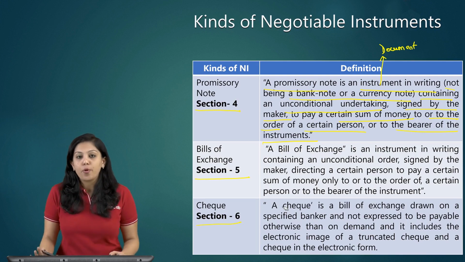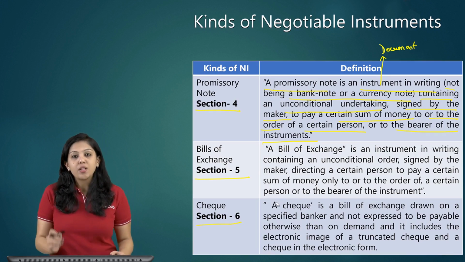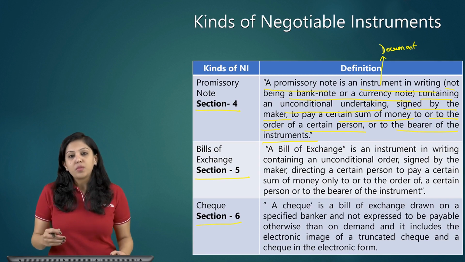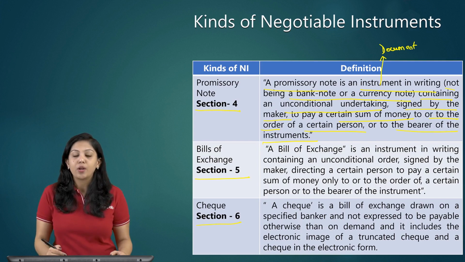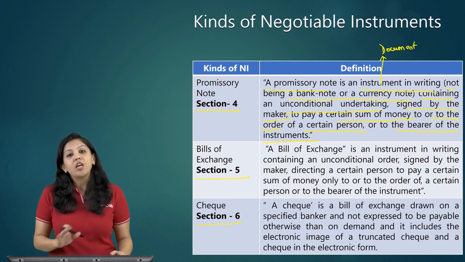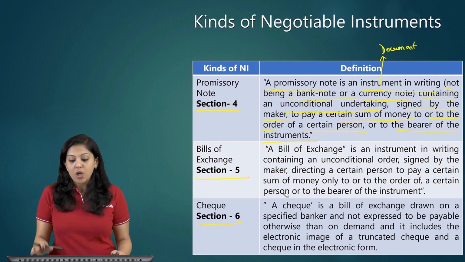So this is also a promissory note. But a currency note or a bank note will not come under the purview of the Negotiable Instruments Act 1881. Why? Because the power to issue regulations and make rules in relation to a currency note or a bank note is only with the Reserve Bank of India. Therefore, this Act will not apply to a bank note or a currency note, even though it is a promissory note. So this is the meaning and definition of a promissory note.